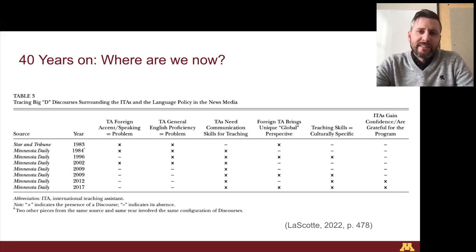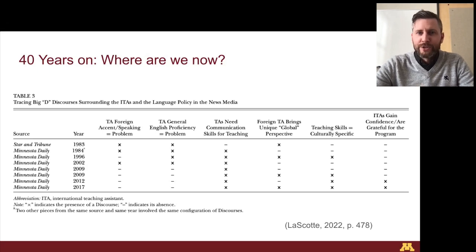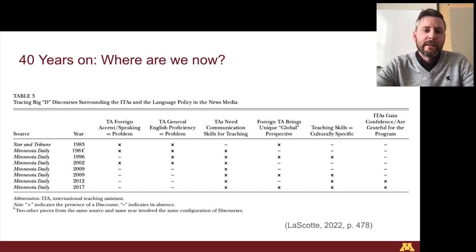We don't talk about teaching assistants' foreign accents being too thick in the same deficit-oriented way that was popular in the 80s. In fact, I did a language policy analysis of the news media discourse surrounding this particular policy at the University of Minnesota and the ITA program, which was published in the Modern Language Journal last year.